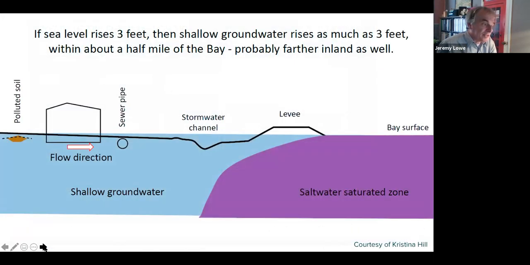Levees protect from surface water. However, as sea level rises, we are also expecting to see groundwater levels rise as salty bay water is pushed inland and under the fresher, shallow groundwater. This can flow under existing levees, impact buried infrastructure such as pipes, interact with contaminated soils, and perhaps result in surface ponding and lead to a reduction in capacity of stormwater channels.